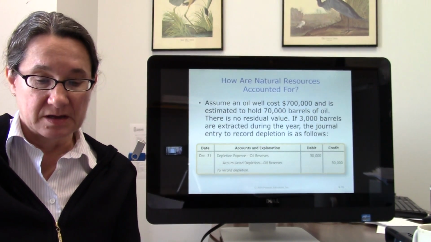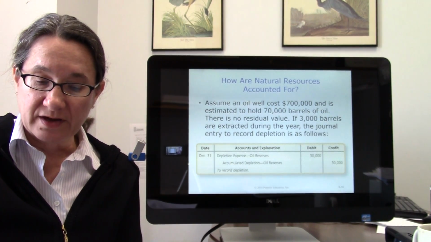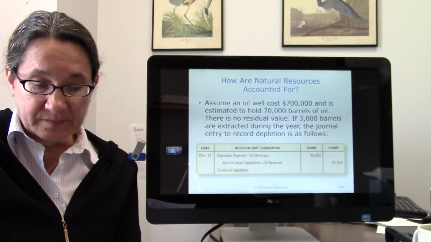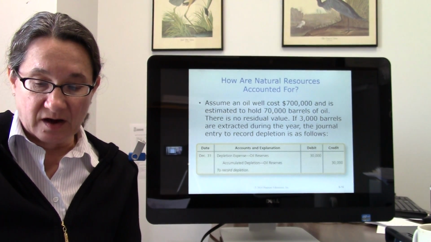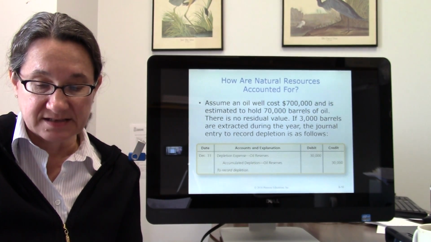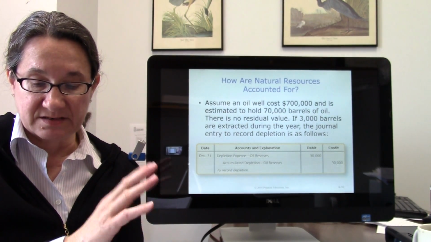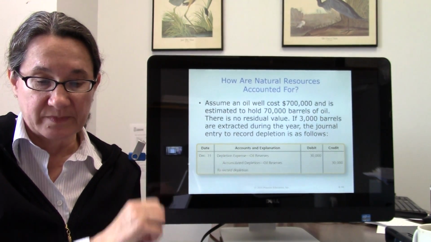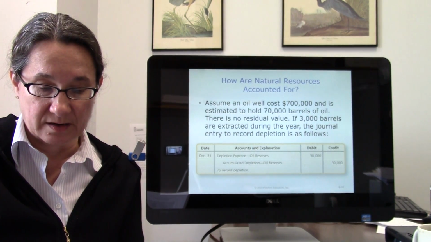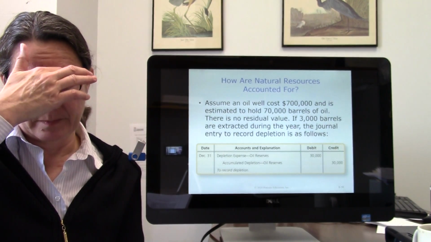All right? So assume an oil well costs $700,000 and is estimated to hold 70,000 barrels of oil. There is no residual value. If 3,000 barrels are extracted during the year, depletion is calculated as cost minus residual value, divided by estimated total units. So 700,000 minus 0, because there's no residual value, divided by 70,000 barrels equals $10 per barrel.